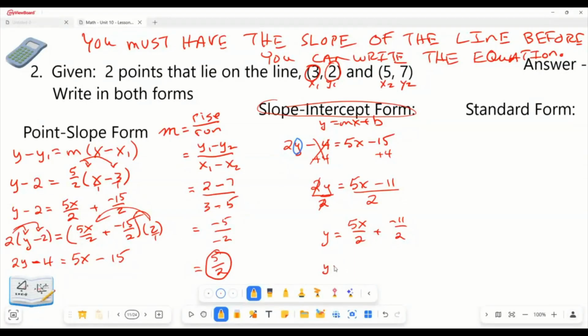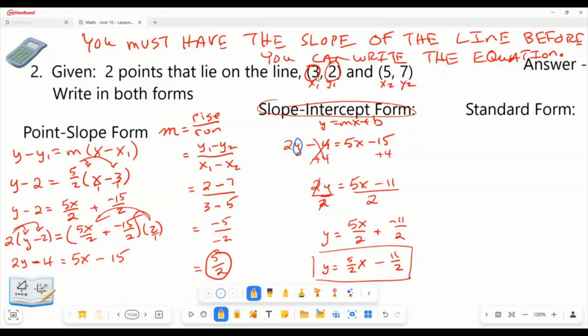Simplify. I don't want to multiply by 2 because then I'll go back to here. We got to get y by itself. I got that now. I'm just going to simplify this stuff. I'm going to pull the 5/2 out and write it in front of the x. This does not reduce, so I get -11/2. There is the equation of the line that goes through these 2 points in slope-intercept.